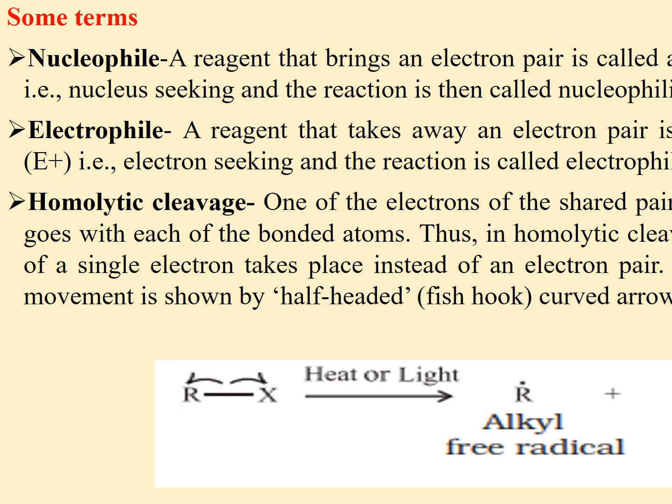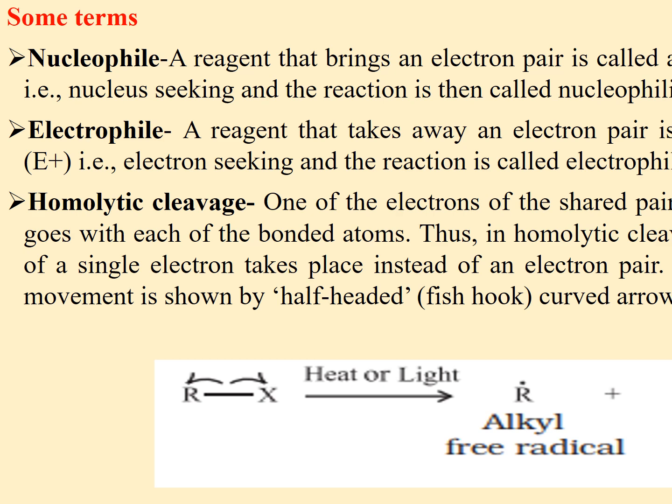Now coming to homolytic cleavage and heterolytic cleavage. There are two types of cleavage in organic reactions. One is homolytic cleavage. In homolytic cleavage, one of the electrons of the shared pair in a covalent bond goes with each of the bonded atoms, that is, equal sharing of electrons occurs in homolytic cleavage.